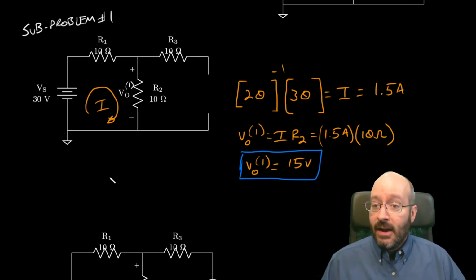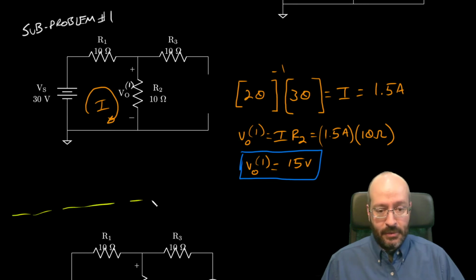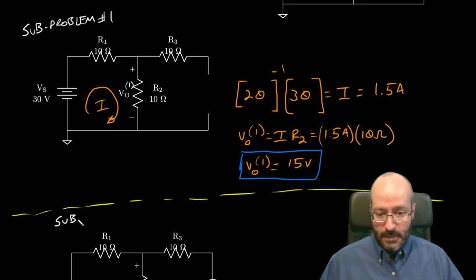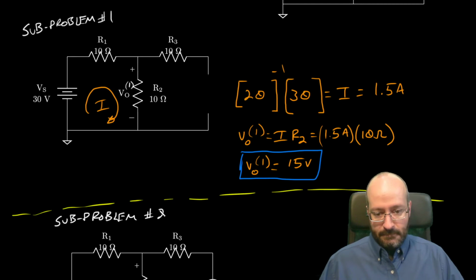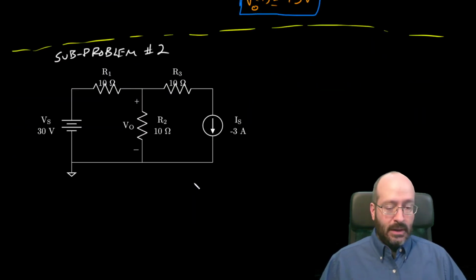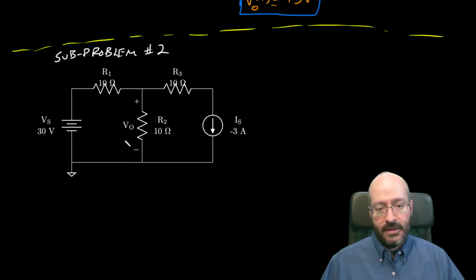Okay, let's see. Build our firewall so that we don't get sloppy and reuse our analysis. Subproblem number 2. Let's play the same game. Let's say, what does this supply do to this voltage?